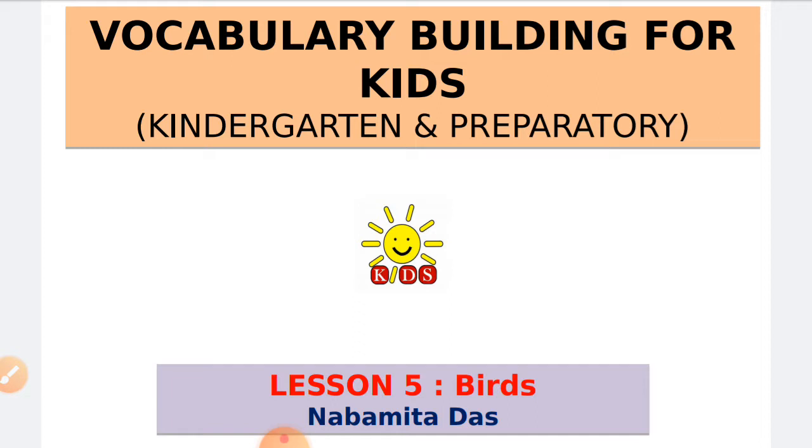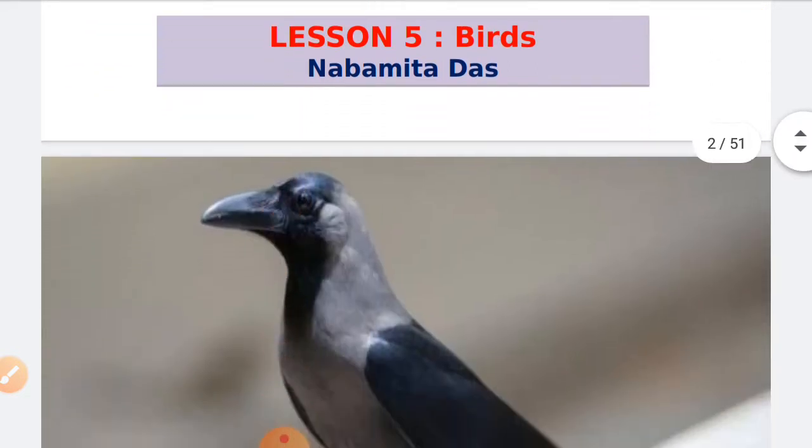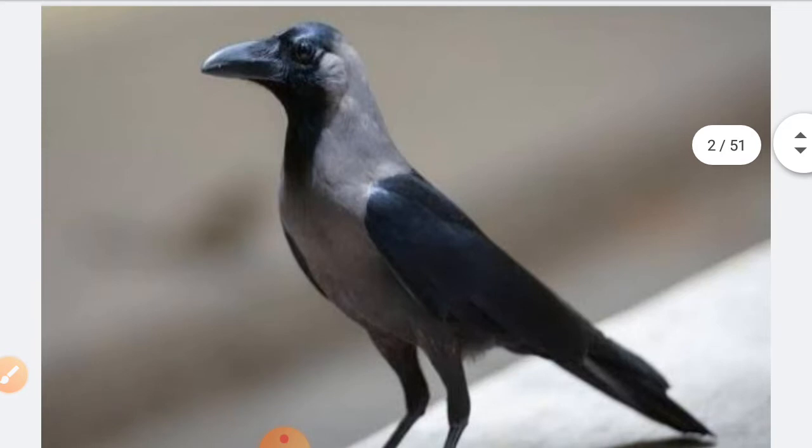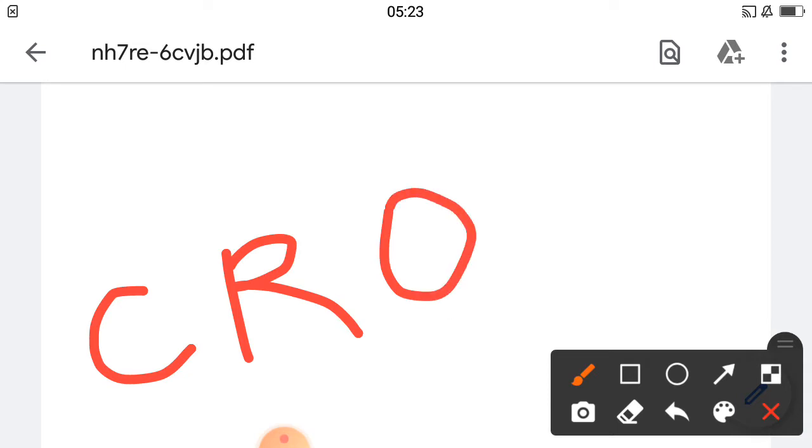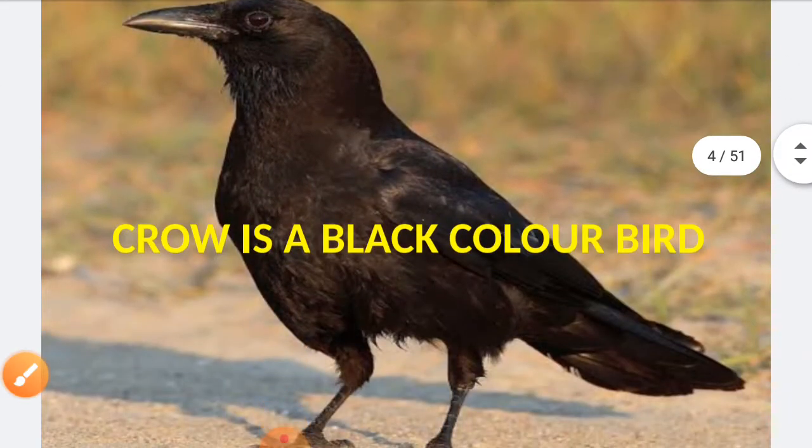Okay, so let us begin with the very first image. What do you see in the very first image? It's a very common bird. We see it everywhere, isn't it? And the name of this bird is crow. C-R-O-W, crow. I repeat, C-R-O-W, crow.